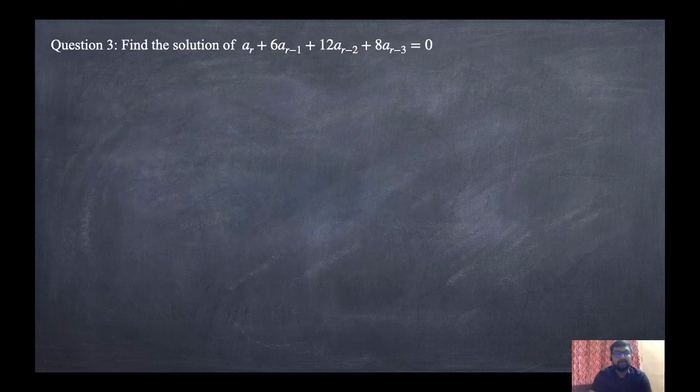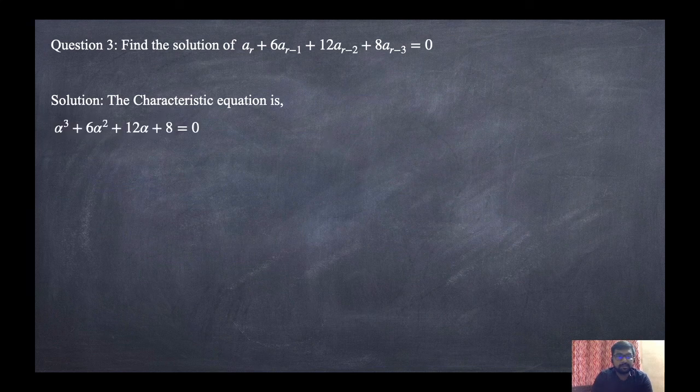And the last example, find the solution of a_r + 6a_{r-1} + 12a_{r-2} + 8a_{r-3} = 0. There are a total of 4 terms. First, the right hand side equals 0, hence it is a homogeneous recurrence relation. Now first, what is the characteristic equation? What is the order? The order is 3, you can check. So the equation is alpha cube plus 6 alpha square plus 12 alpha plus 8 equals 0.